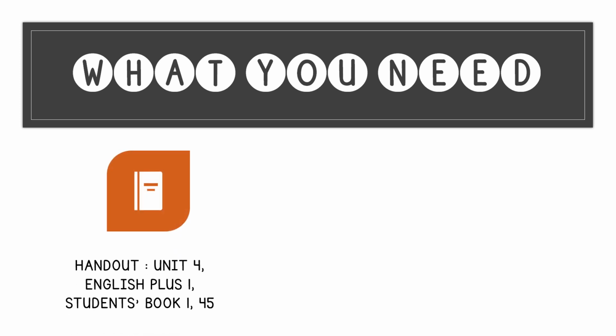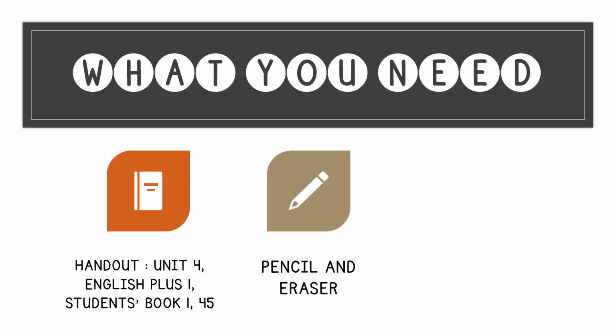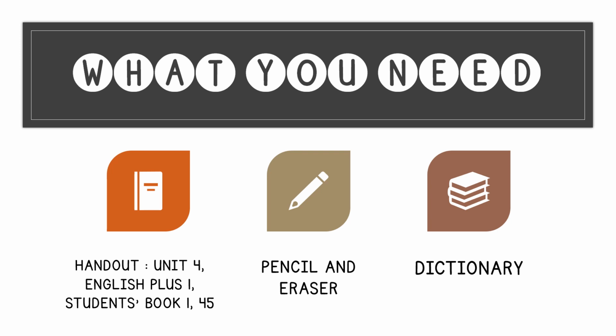Before we start, let's go through what you need for today's lesson. You are going to be needing your handout. Look at the top part of the pages, bahagian atas. It should be labelled Unit 4 English Plus 1 Students Book 145. Next, we need pencil and eraser, and also a dictionary. Make sure you have all of this close to you, ready with you before you continue with this video.